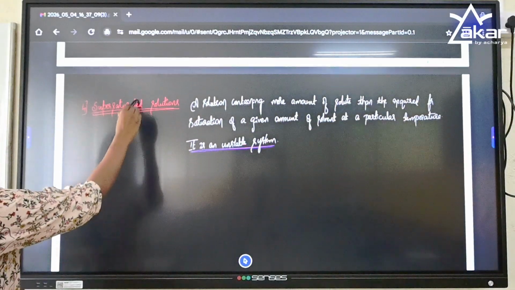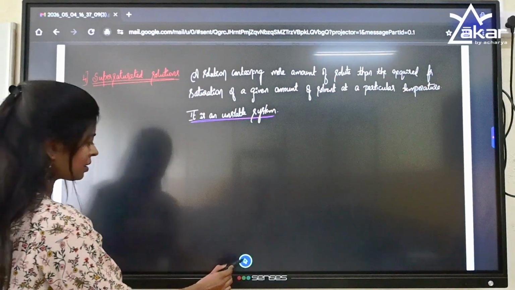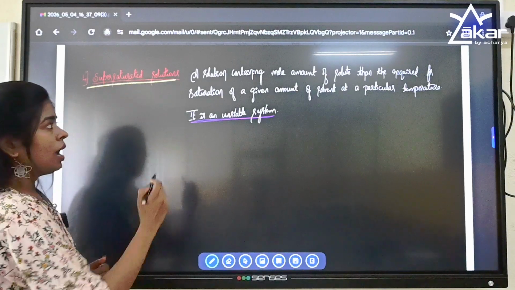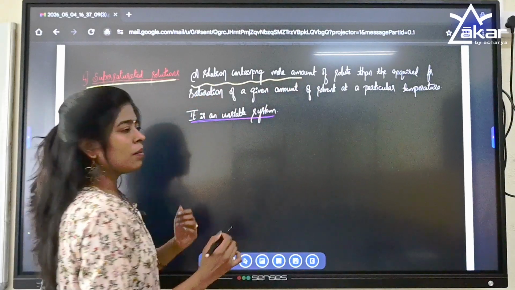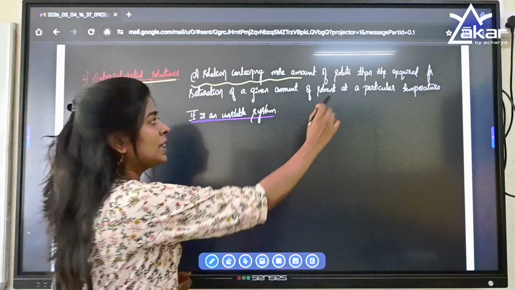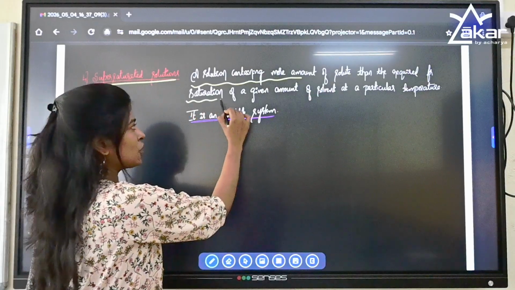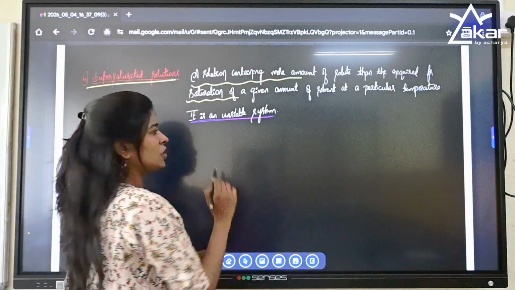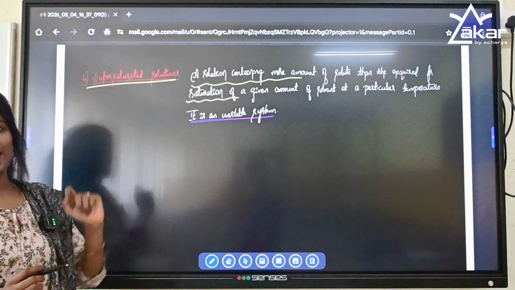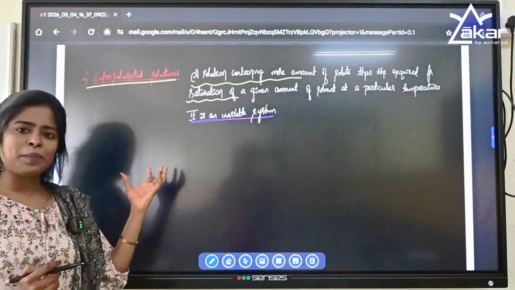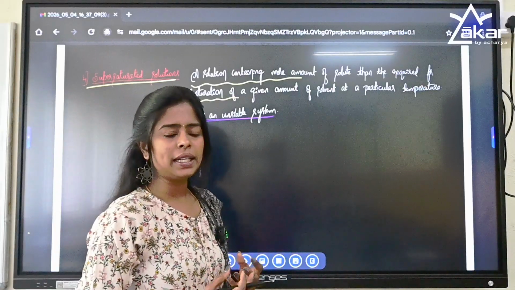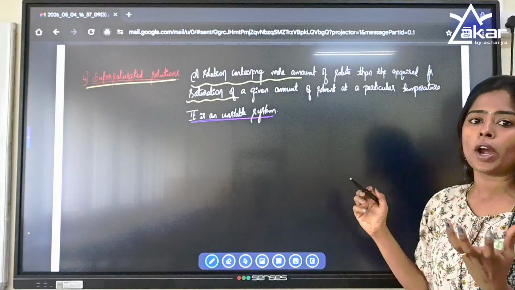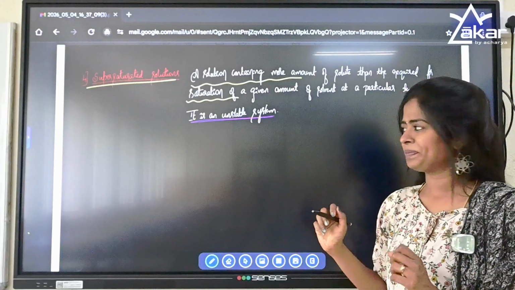Next, we are moving on to the fourth type, that is supersaturated solution. A solution containing more solute than is required for saturation of a given amount of solvent at a particular temperature, that we call a supersaturated solution. This type of solution is highly unstable. It cannot stay in that state for a longer time unless you provide a particular extra temperature.